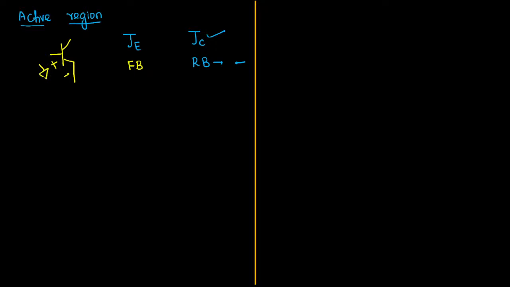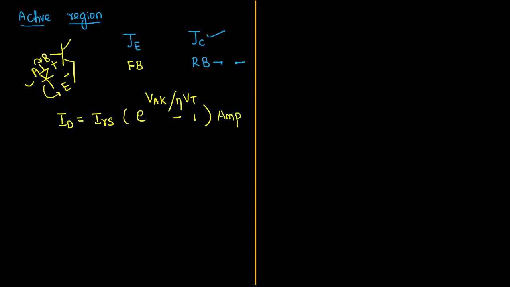You know how to identify it. This is the way I used to express it. So between base and emitter, it exists. So anode voltage is nothing but base voltage, cathode voltage is nothing but emitter voltage. Between these only the diode is connected. Do you remember? Now I told you the generalized expression to write down the diode current: ID equals reverse saturation current times e power (anode to cathode voltage upon eta times Vt) minus 1 ampere. This is the generalized formula.